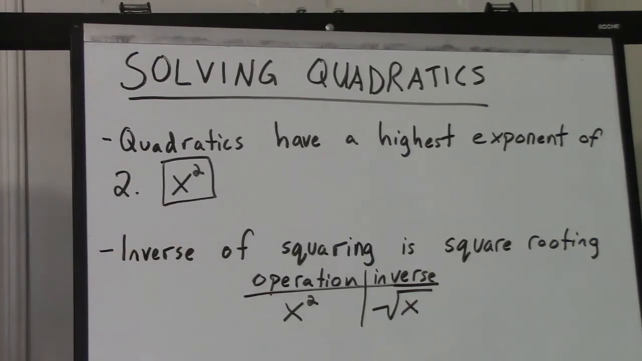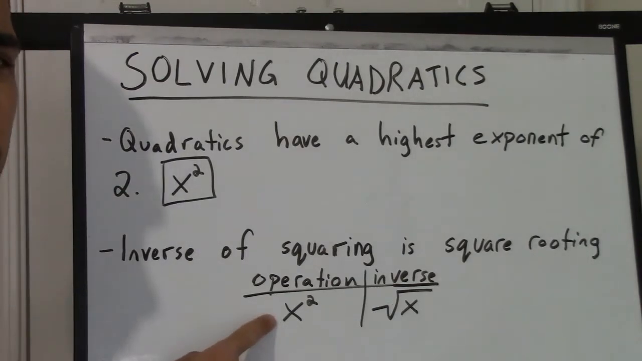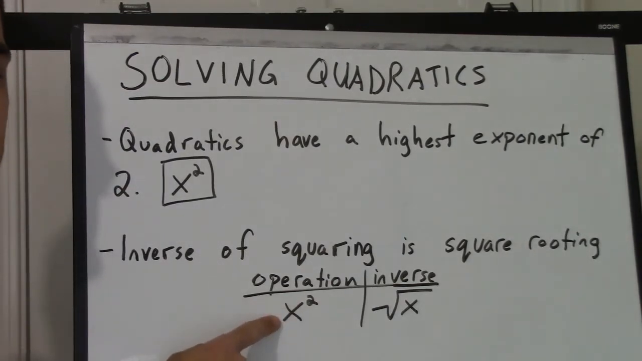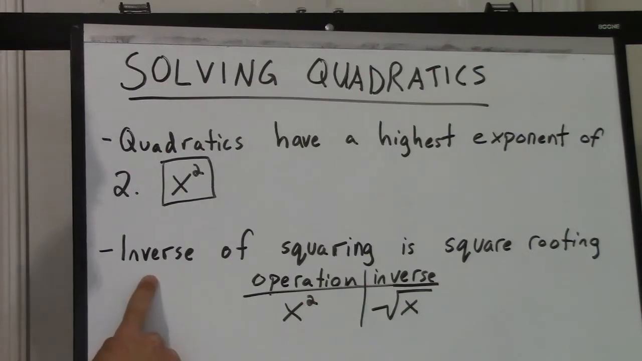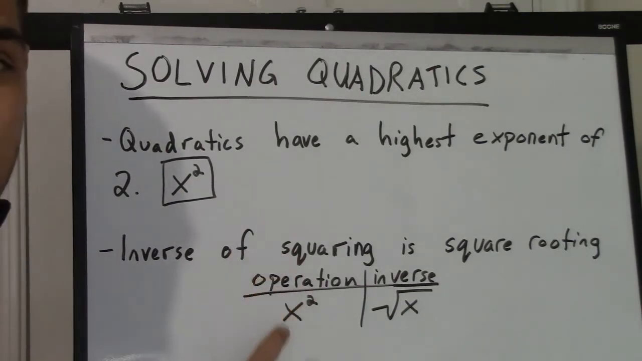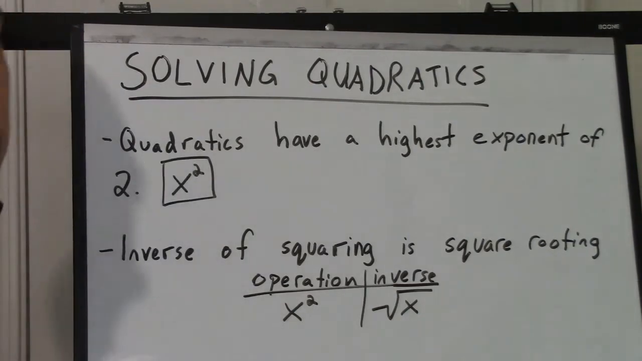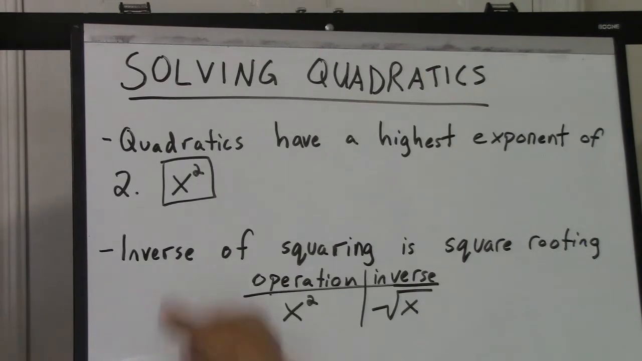Now we're going to be doing the same steps as yesterday where we're undoing everything that's being done to x, but now we're going to be adding this last step where we're going to be undoing the square to isolate the x. So we're going to be using inverse operations just like yesterday, but to inverse squaring we're going to use square rooting. So here if we have the operation x squared, to undo the square we take the square root. That's the inverse of squaring. It undoes it.